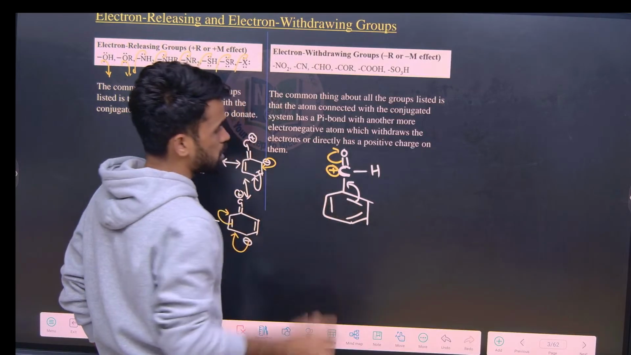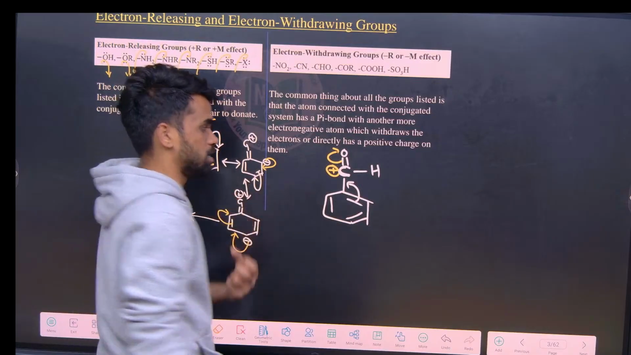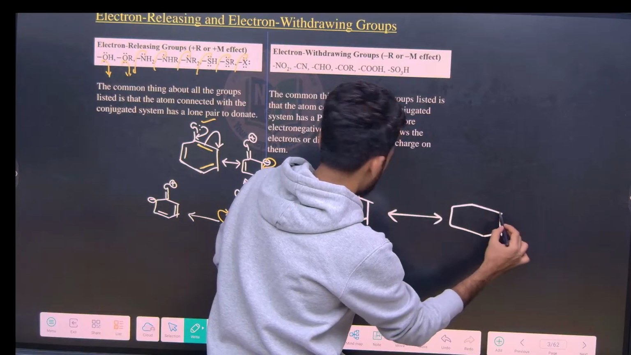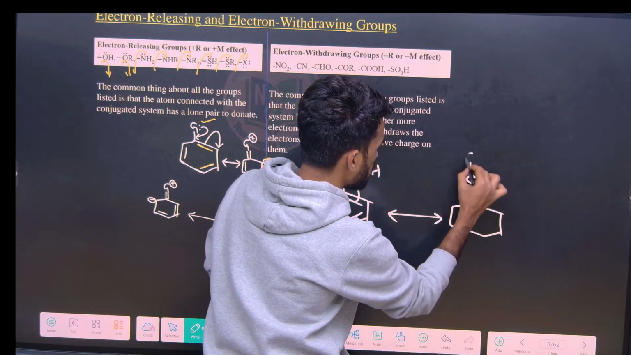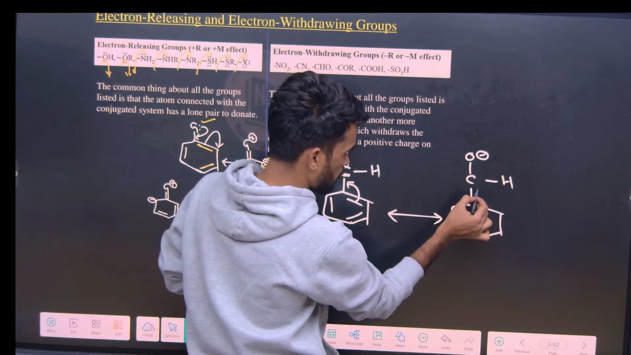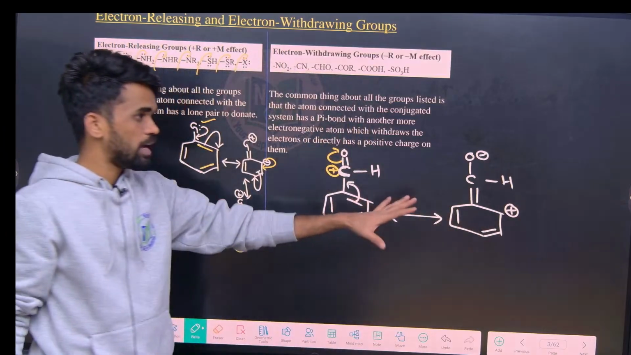are shifting towards the positively charged carbon. Therefore, this positively charged carbon will be stabilized. So what will be the scenario now here? You are going to get something like this, CO minus H. This pi bond is shifting here, so a double bond here, a positive charge here, like this. Okay, so like this you are going to get.